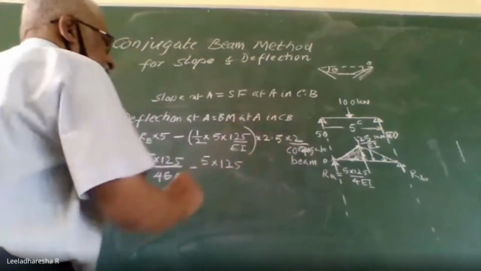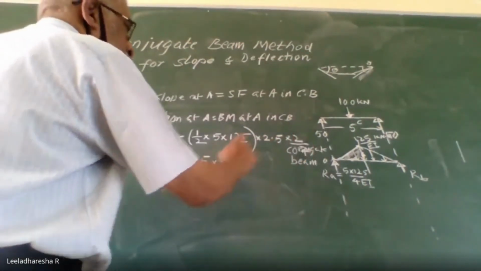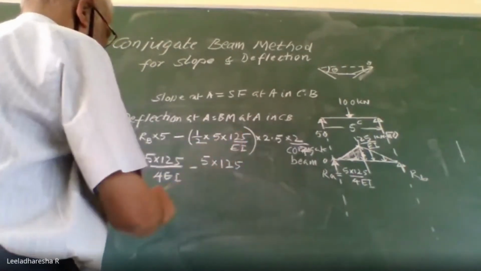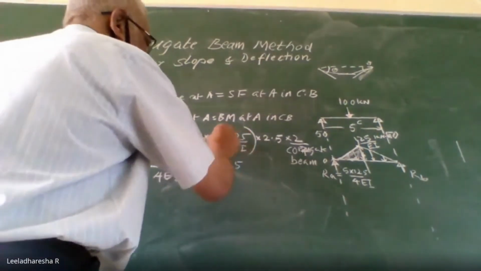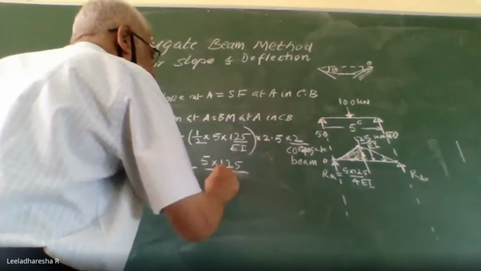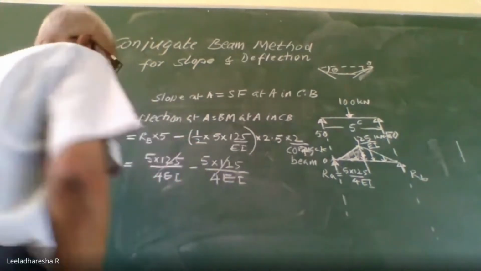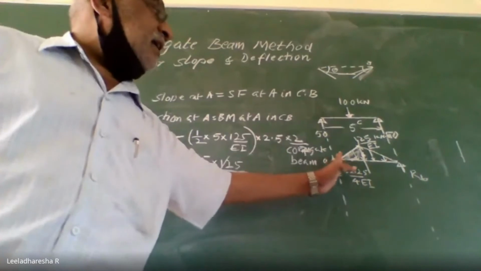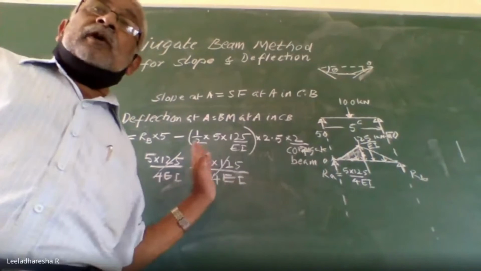Multiply and divide. So 2.5 into 2 will give you 5. Then 5 into 125 by 4EI. If you multiply this, you are going to get 5 into 125 by 4EI. So they get cancelled. And the bending moment at A gives you that the deflection at A is equal to 0.